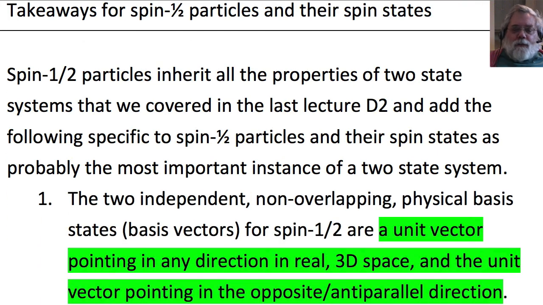Last lecture we did two-state systems and we got a bunch of properties. Spin 1/2 particles inherit all those properties that we covered in lecture D2 and add the following specific characteristics of spin 1/2 particles and their spin states, which is probably the most important instance of a two-state system, but not the only instance.